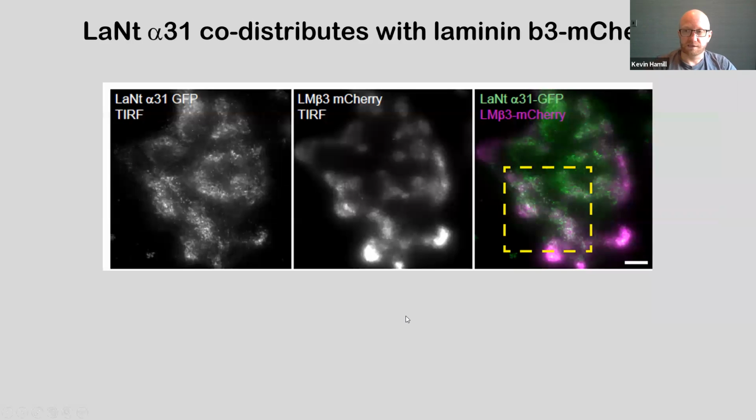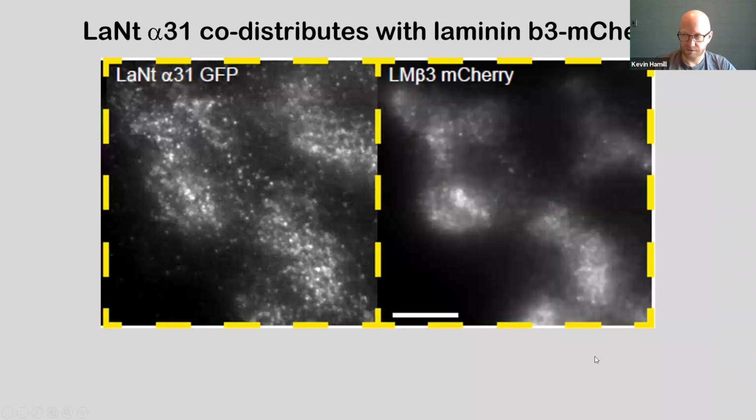And what we also see is that when we express the GFP tagged form of the LaNt and an M-cherry tagged form of laminin beta 3, there's nice co-distribution between the two signals with total internal reflection microscopy. And we can zoom in on that and you can see that they are quite close. It's not perfect. This is a protein that's associated with the cell as well, and this is deposited very efficiently. So we have an imperfect, but it seems to match.